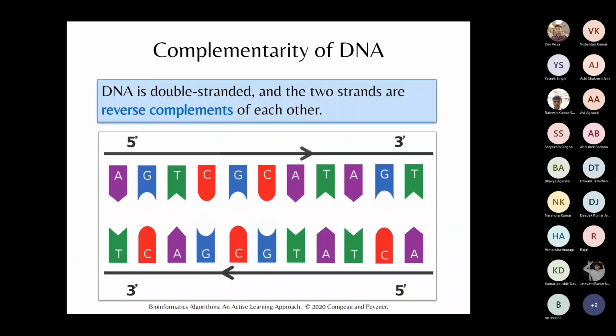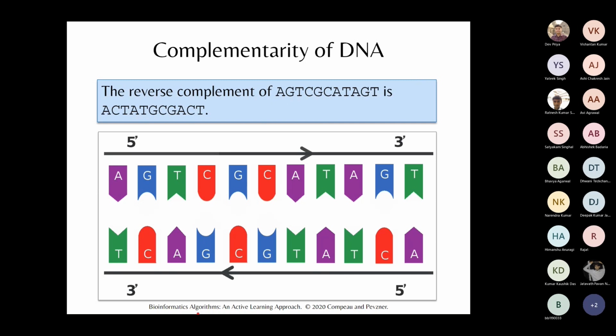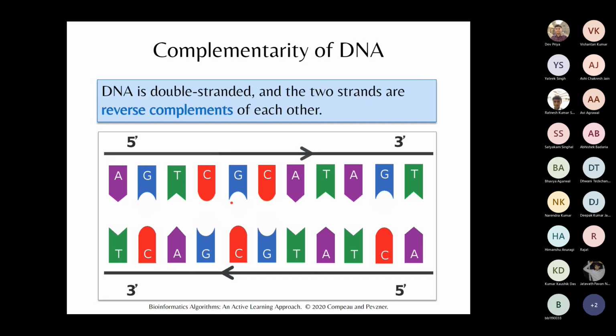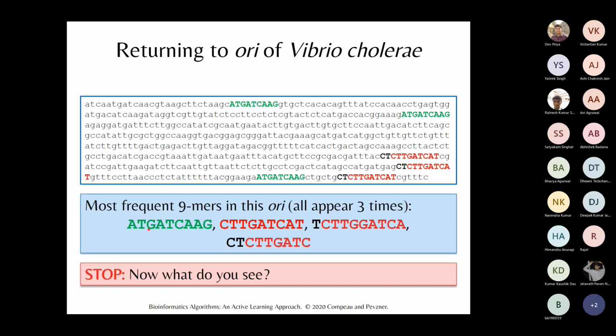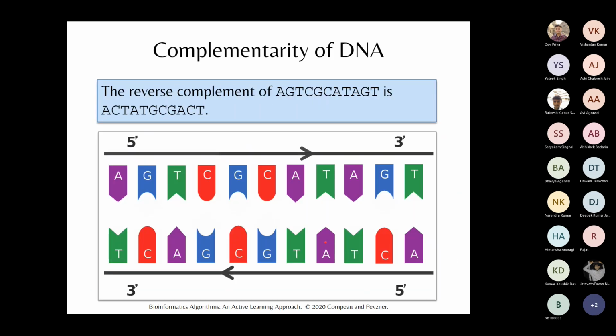Obviously, there is something interesting here. DNA has reverse complementarity, right? If you have AGTC on this strand, then the complement to it would be GACT. So now if you actually look at these sequences, ATGATCAAG and specifically this sequence, CTTGATCAT, these two sequences are actually reverse complements of each other.